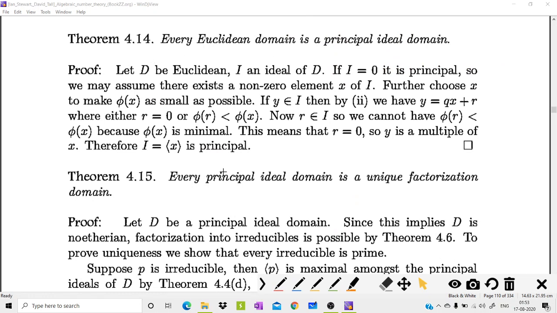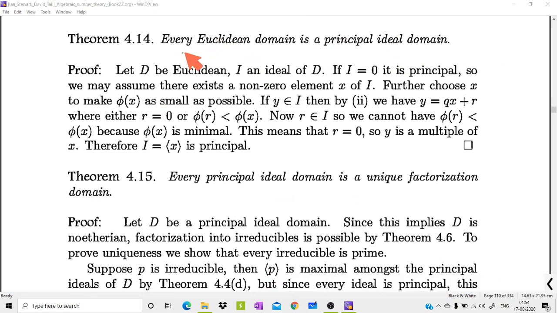Now we prove theorem 4.14: every Euclidean domain is a principal ideal domain. Principal ideal domain means an integral domain in which every ideal is generated by a single element. So let D be a Euclidean domain and I be an ideal of D. We will prove that I is a principal ideal, that means every ideal of D is a principal ideal.